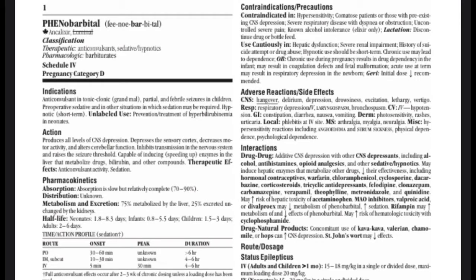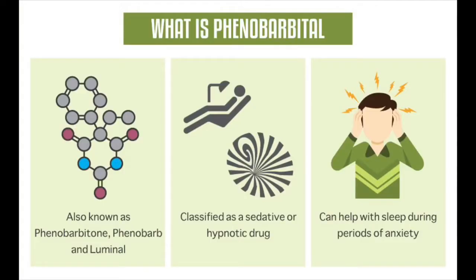Phenobarbital. Phenobarbital is an anticonvulsant which is used for anticonvulsant activity or sedation. This drug acts as a CNS depressor and inhibits transmission in the nervous system and raises the seizure threshold. In this case, this drug was used as a sedation for the patient to prevent further damage in the brain.